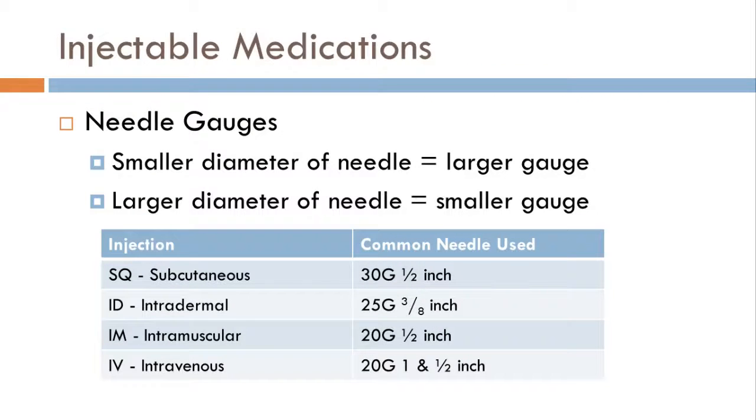So I want you to be able to know what gauge means. It's kind of inverse to what you might think. I've got all the commonly used needles for the different types of injections at the bottom of this slide in a table. I've got subcutaneous, intradermal, intramuscular, and intravenous. You don't necessarily have to remember each of those. It could be asked on the test, but you might want to just look at that to understand the gauge concept of these needles.